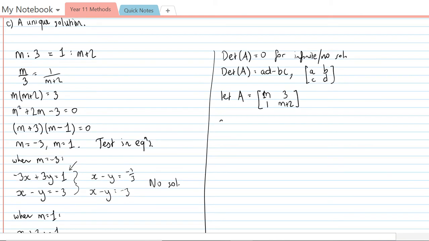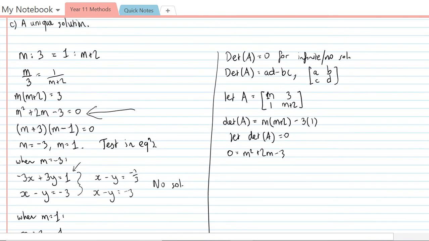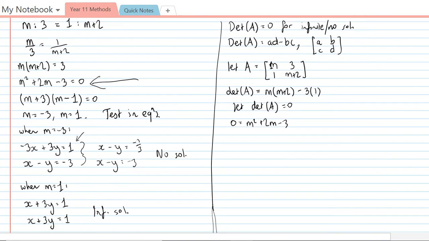This means that the determinant of A is m times m plus 2 minus 3 times 1. And we let det A equals 0 because that's going to tell us when we have infinite or no solutions. So 0 equals, and I'm going to expand that out, m squared plus 2m take 3. And you can see that right now we are at this step right here. Okay? So we've just done it in, I would say, a much less algebraic sort of way. And from this point, your working out is exactly the same.